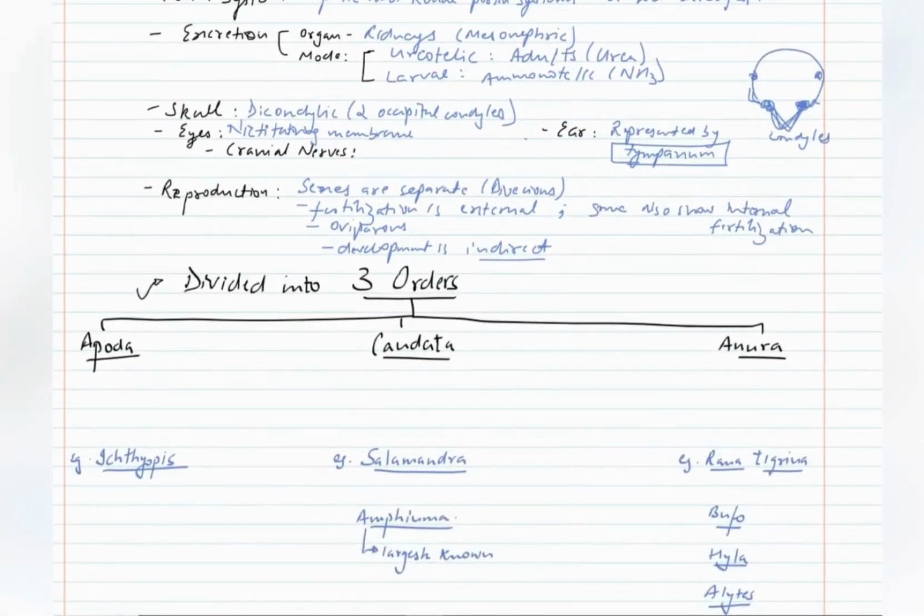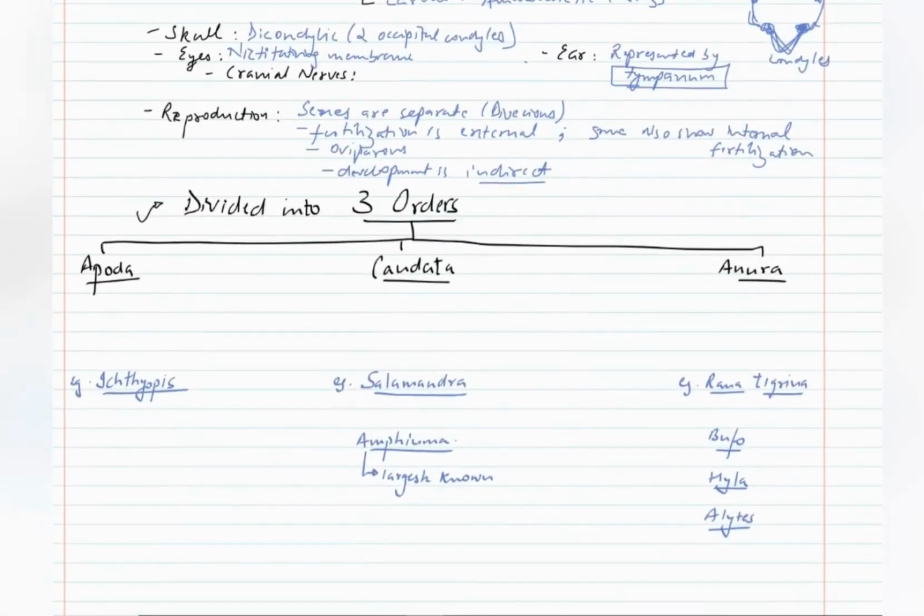Now, class Amphibia is divided into three orders, namely Apoda, Urodela, and Anura. Apoda means these are limbless amphibians. There are no limbs. They are very primitive. An example, we have Ichthyophis. Ichthyophis is a limbless amphibian.